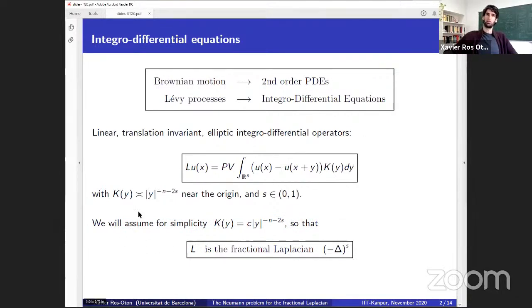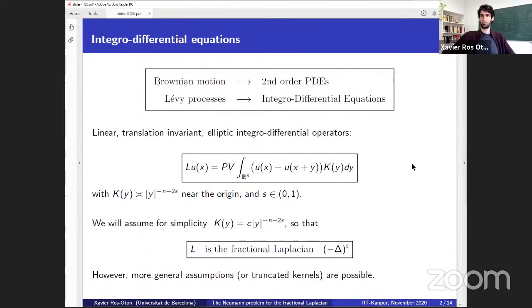So this is the operator that we will consider throughout my talk, even though some of the results that I will present hold also for a more general class like this one, but I will not enter into details with this. As I said, more general assumptions or even truncated kernels are possible in the regularity results, but I will focus on the fractional Laplacian because it's the most widely known example, and the difficulties are basically the same. If you have questions, don't hesitate to ask. You have the Q&A and you can ask any questions you want at any time. I will be happy to stop and answer any questions.